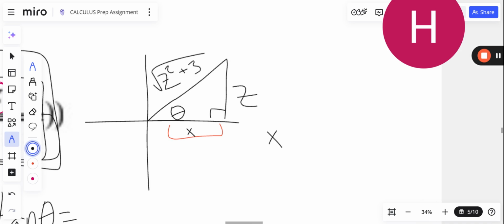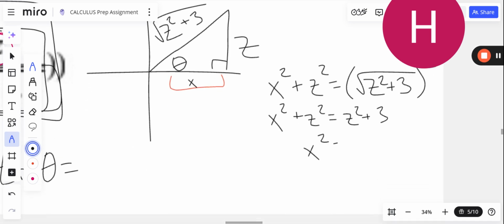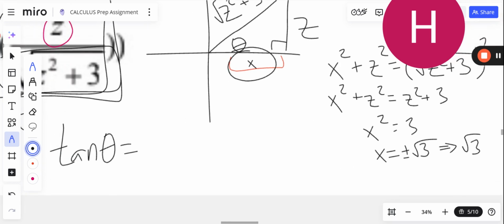I can say that x squared plus z squared equals, I'll write this out very carefully for everybody, the square root of z squared plus 3, squared. So a squared plus b squared equals c squared. Nothing new, Pythagorean theorem. That means x squared plus z squared. Yes, you could have just removed the root. I'm just showing my work more carefully. And so x squared equals 3. Therefore, x equals, technically, plus or minus square root 3 are considerations, and then we're just going to say it's positive because we put it in the first quadrant.